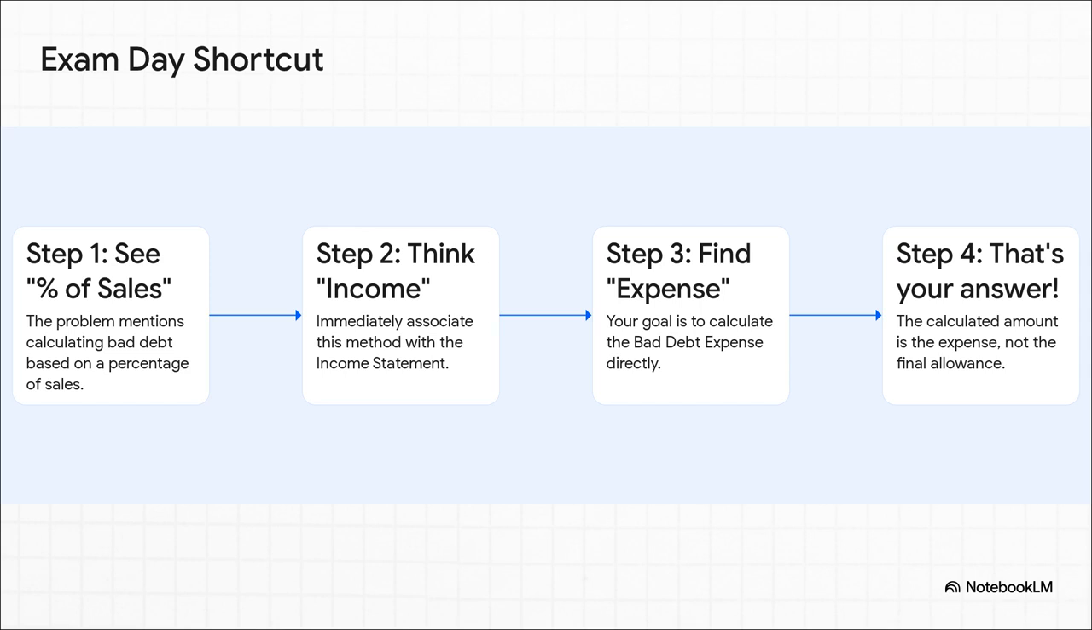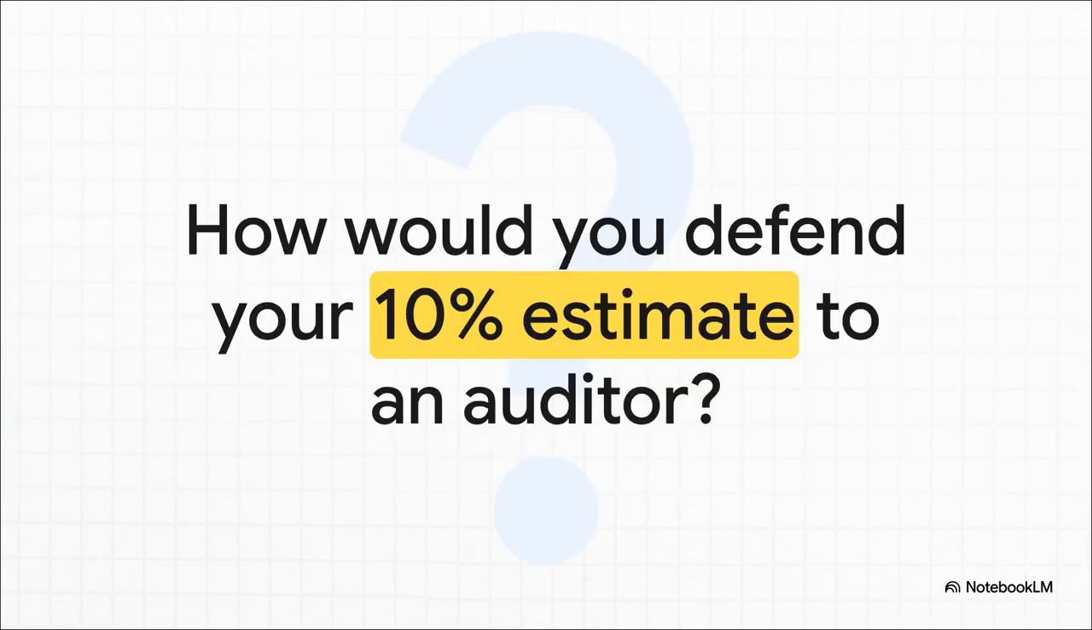Here's your mental cheat code for exam day. The moment you see the phrase percentage of sales, your brain needs to fire off this exact sequence. 1. This is an income statement problem. 2. My only mission right now is to find the expense. 3. The number I get is the answer to the expense question. This simple checklist will stop you from falling for those trick questions that throw in extra numbers just to mess with you. And there you have it. That's how you take down the percentage of sales method.